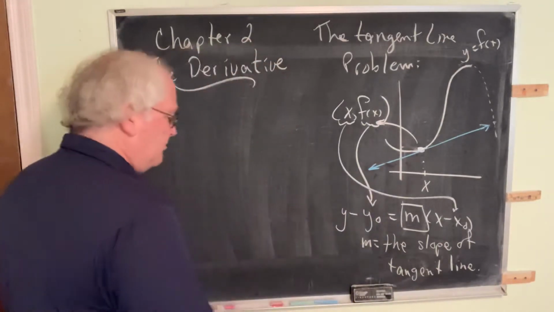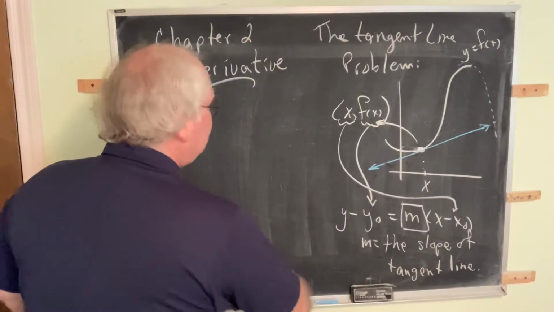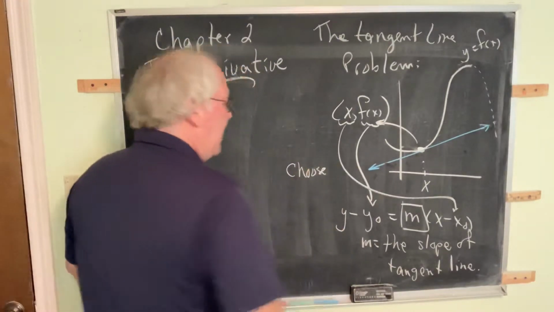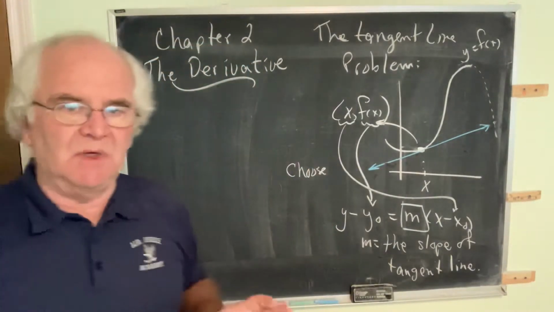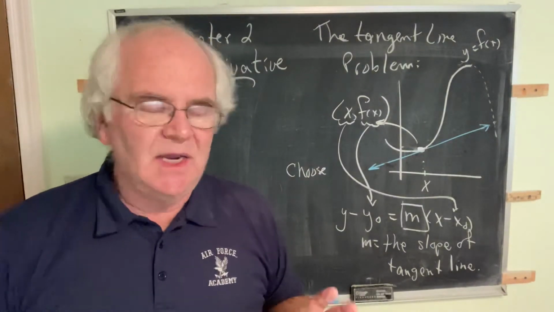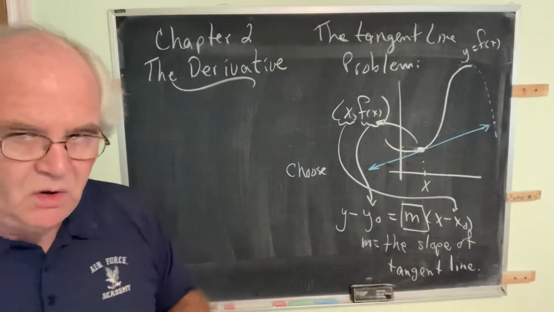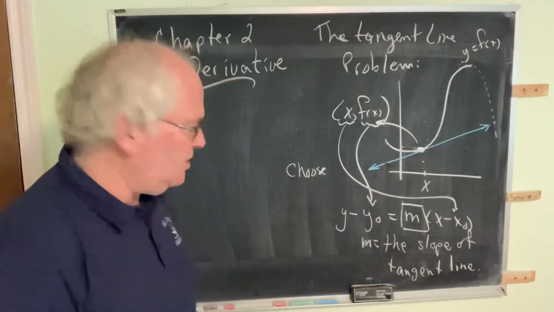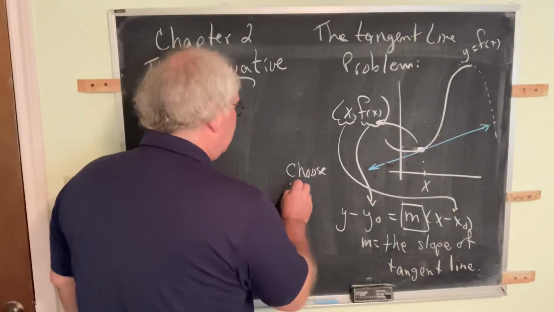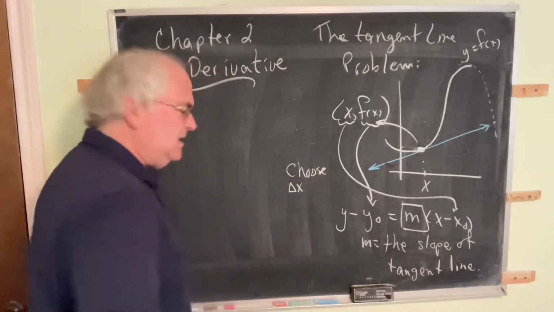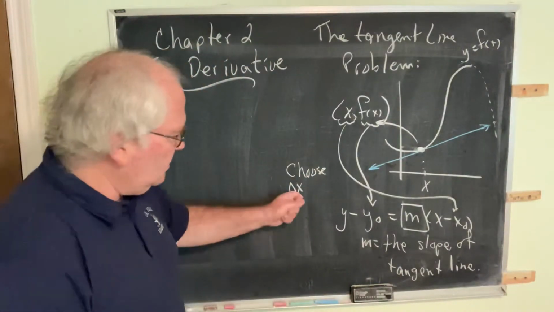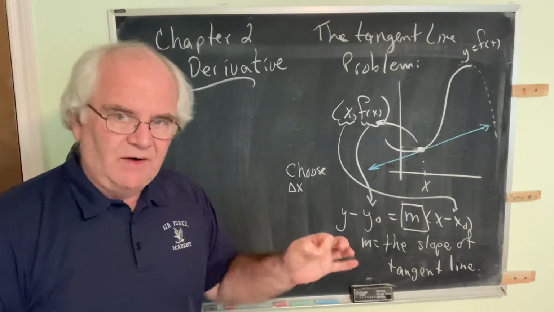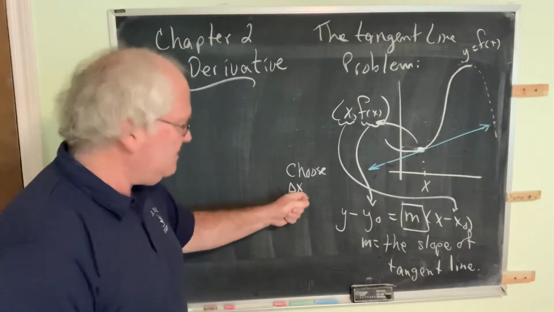The resolution of the problem is this. We choose, and for the current discussion, I will assume my value is positive. It doesn't need to be positive. The same argument works if this value is negative, but I'll use my value to be positive. So we choose a value and we label it delta x. Delta x is considered to be a single letter, a single variable. This is not delta times x.